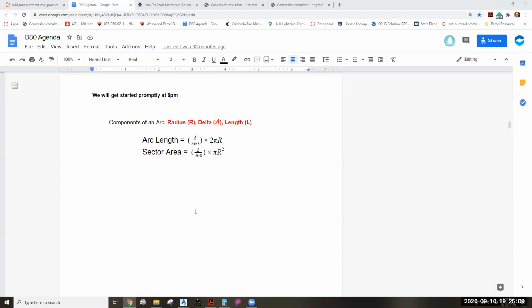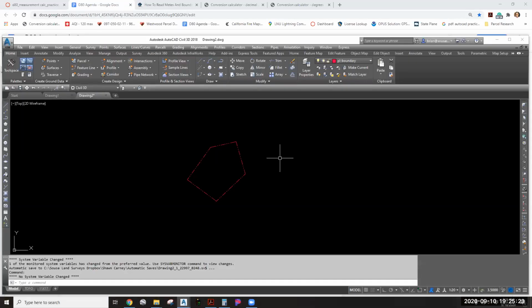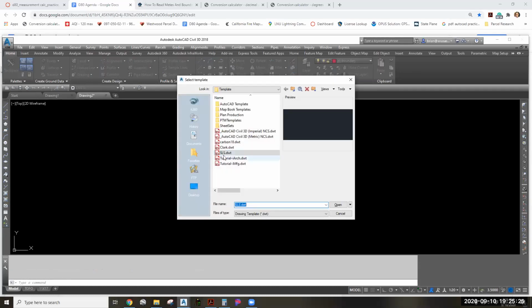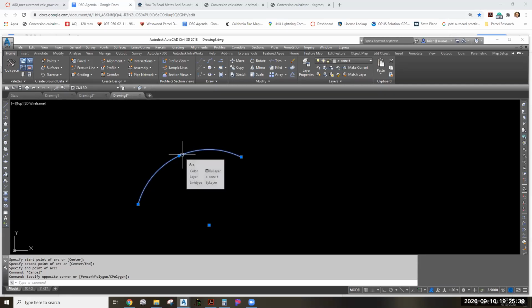What you do need to know on arcs, especially arcs, okay, they're going to have a radius, a delta, and a length. So what a radius means, so we all know how to draw an arc. So here's an arc, okay? The radius is from the center to the edge. Any point on the edge is the same distance, so that's our radius. The length is the length of the line along the arc, okay?